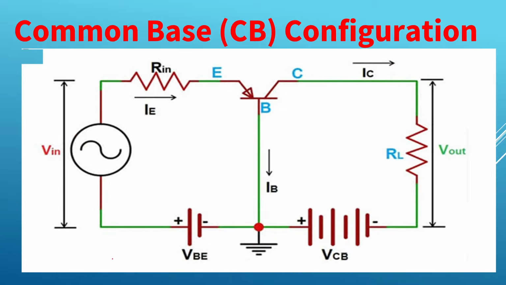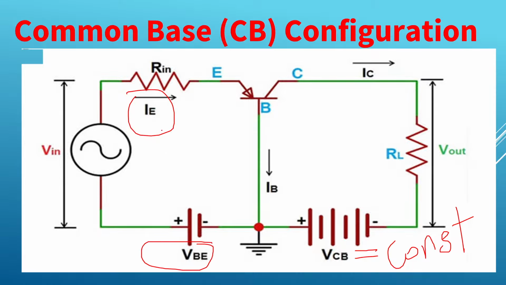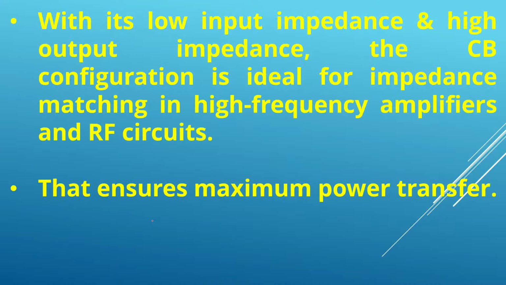So keeping VCB constant, it is on the output side, okay? Keeping VCB constant, varying IE and VEB, meaning VBE, I can get the input characteristics. Now let's go to the characteristics.